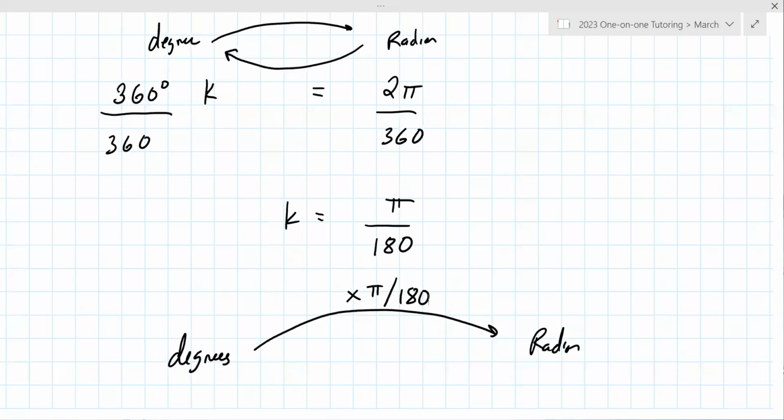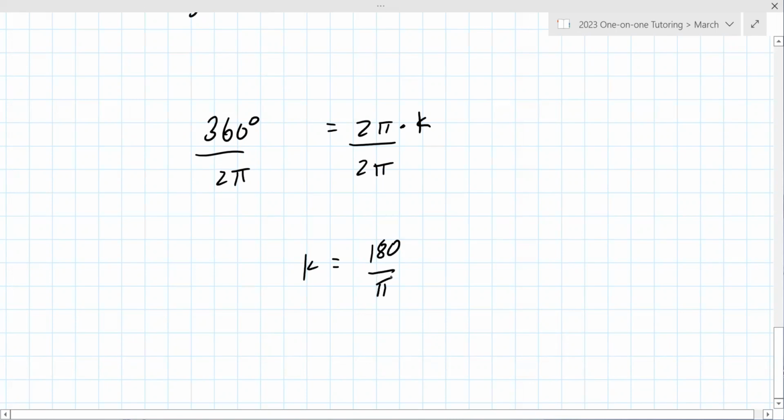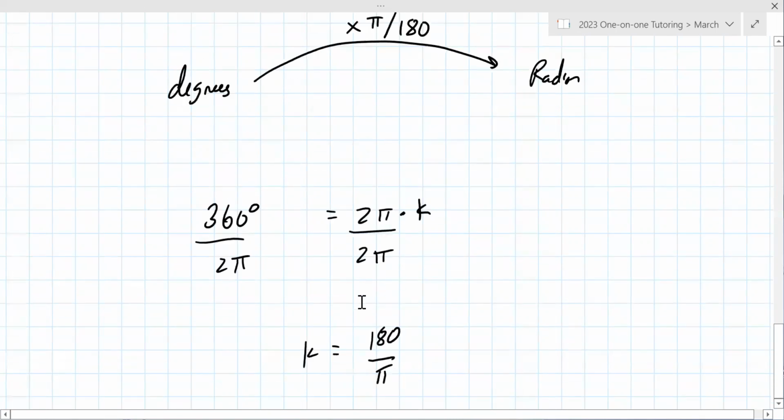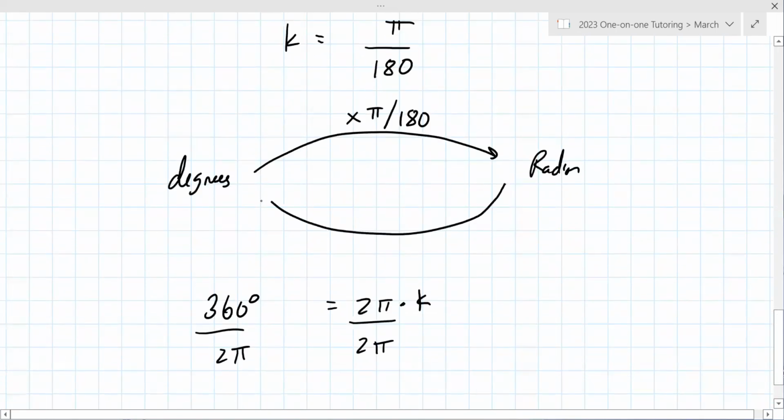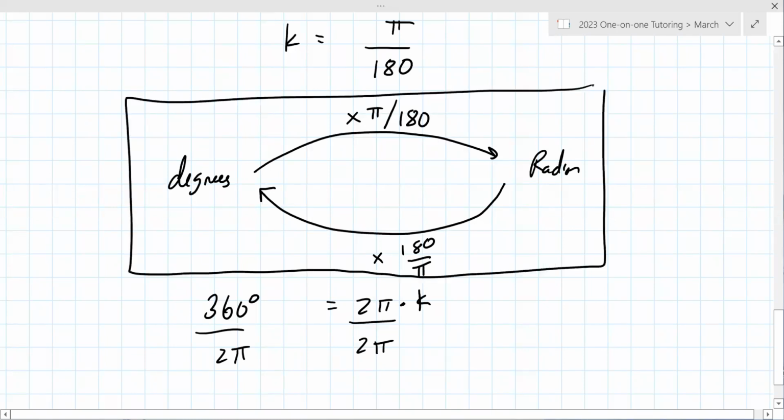Okay, now we're going to go the other way, show you the calculation the other way. So let's say 360 degrees equals 2 pi times k, and you divide both sides by 2 pi. K is now 180 over pi. So when you go the other direction, from radian land to degree land, you multiply by 180 over pi. This is what you want to remember. This right here is so critical.